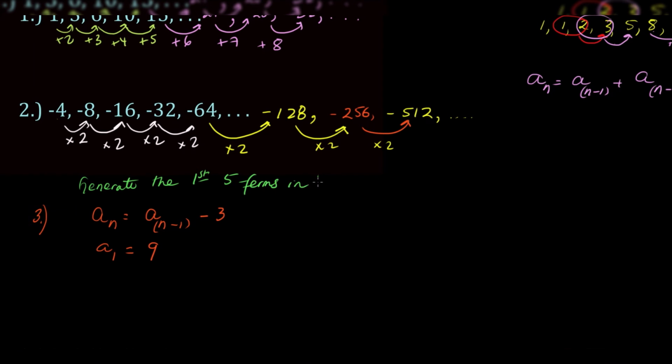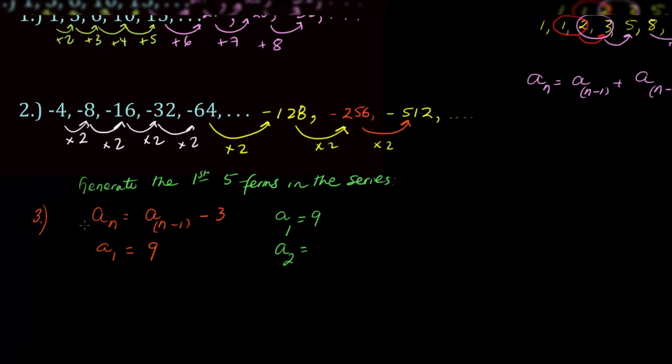This time we'll call it the series, because we've used sequences so far. So we're given this particular information. We're told how to get a sub n for any generic n, and we're told what a sub 1 is: a sub 1 is 9. To get a sub 2, we take a sub n minus 1, the term before it, and subtract 3 from it.